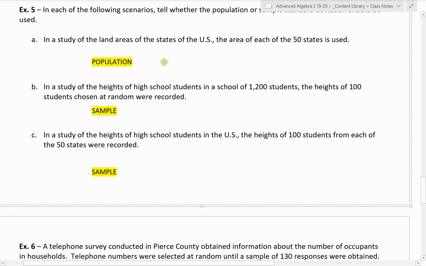Anyhow, it's important to be able to distinguish between a population and a sample, so there's just a couple of examples to practice that.